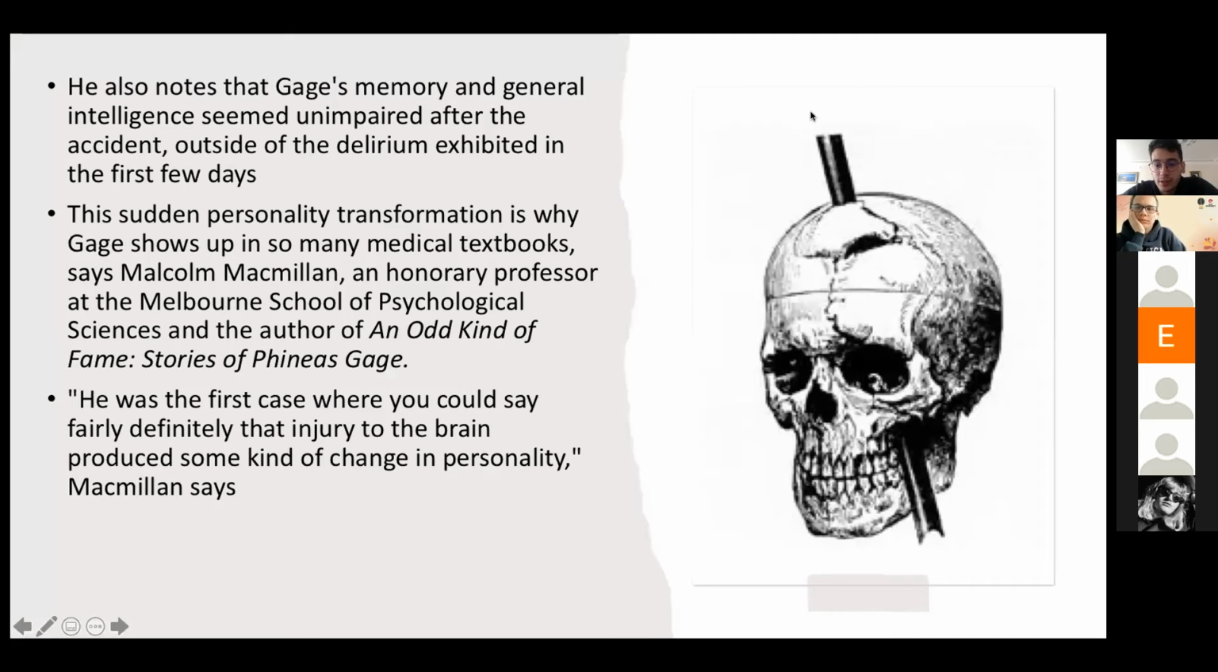And in this demonstration, you see the problem. The iron going through his head damages the frontal lobe, and he has some personality changes. He also notes Gage's memory and general intelligence seemed impaired after the accident, outside of the delirium exhibited in the first few days. This sudden personality transformation is why Gage shows up in many medical textbooks, says Malcolm Macmillan, an honorary professor at the Melbourne School of Psychological Sciences and author of An Odd Kind of Fame. He was the first case where you could say fairly definitely that an injured brain produced some kind of change in personality.